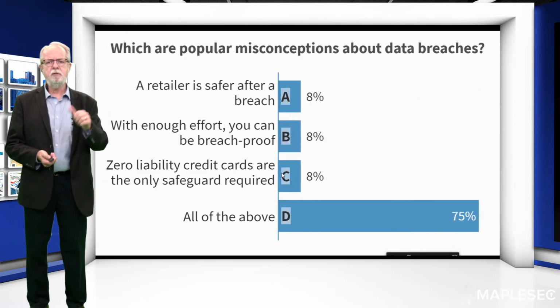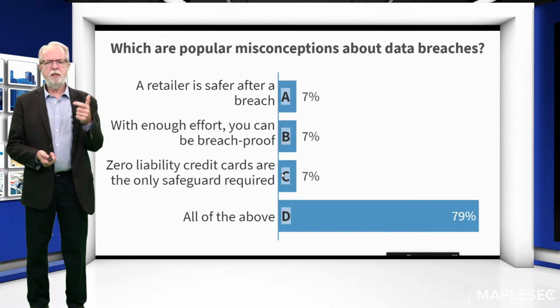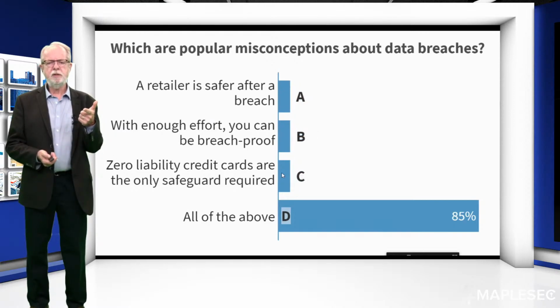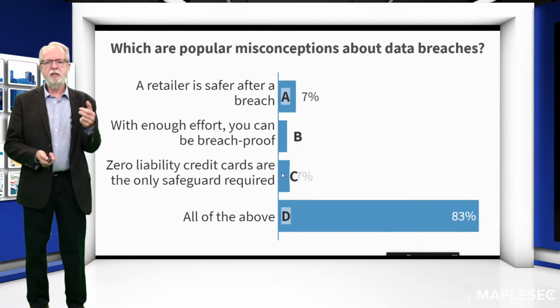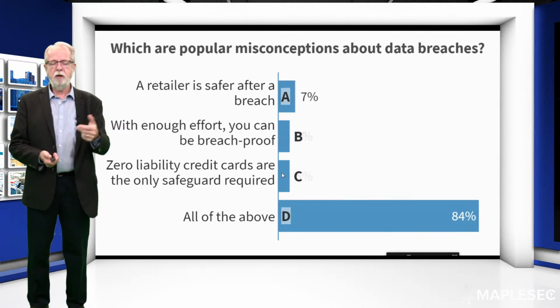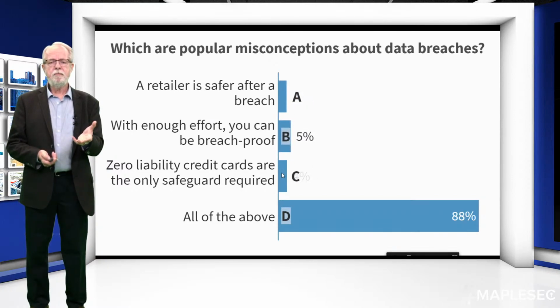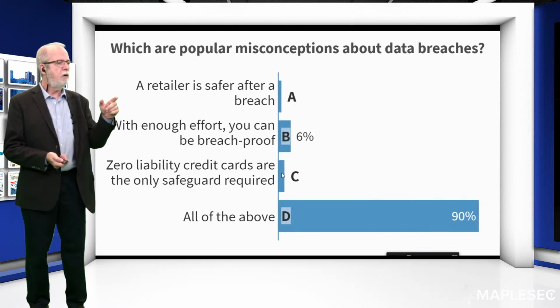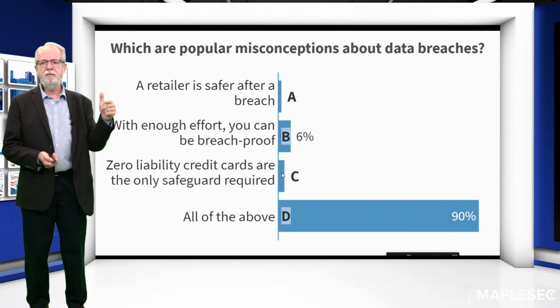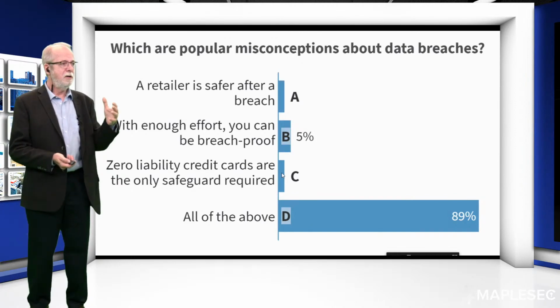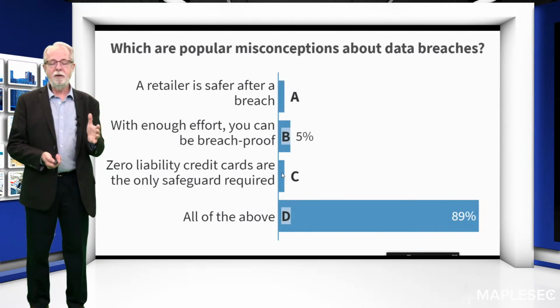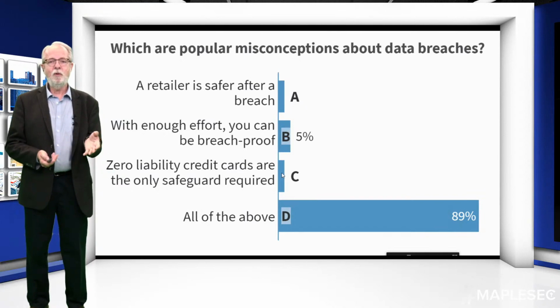Which are popular misconceptions? A, retailer safe after breach. B, with enough effort, you can be breach proof. C, zero liability cards are the only safeguard required. Or D, all of the above, sorry. So popular misconceptions in there. And there you go, the numbers are coming in. D, you are so smart. D, all of the above. Yeah, and B's got to give it away too. Nobody can be breach proof. It's not if you get hacked, it's when.